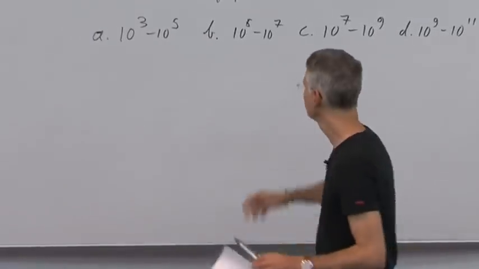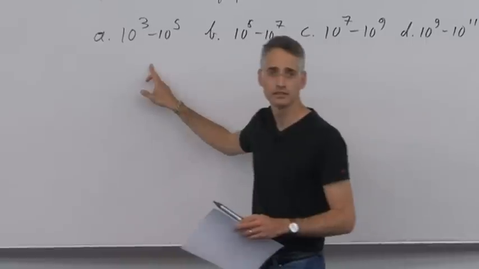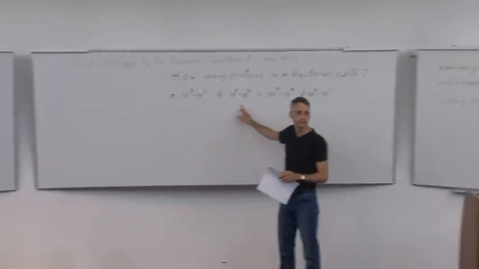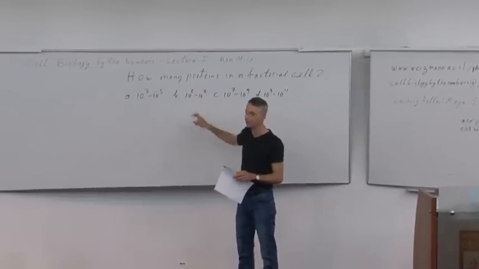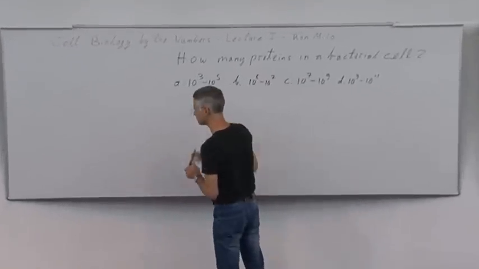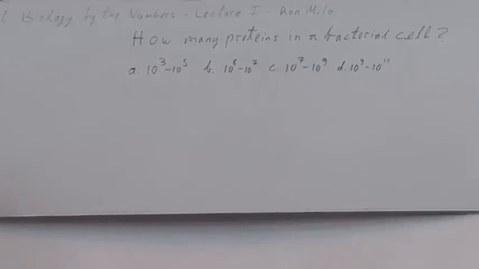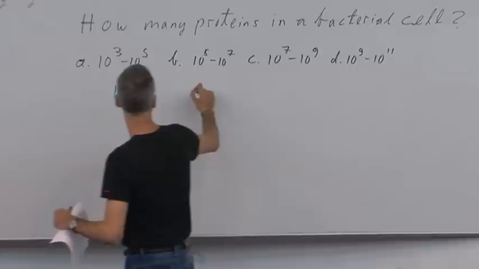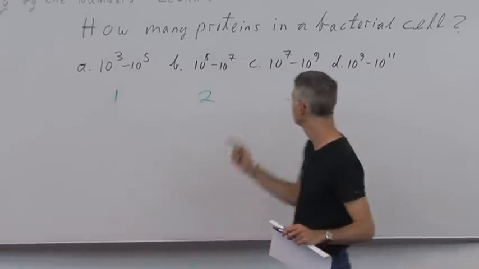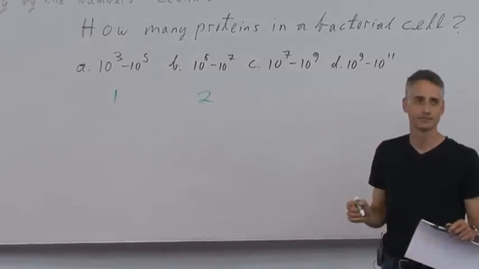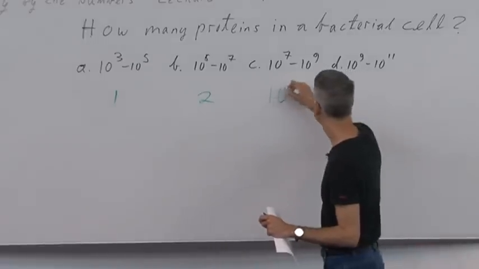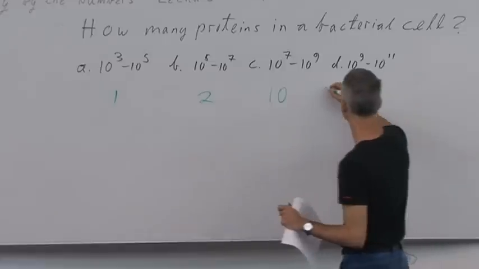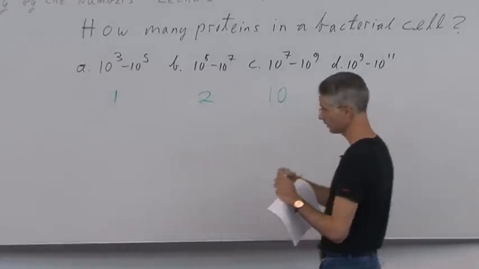Okay, who's voting for A? One. Okay, who's voting for B? Another two. So I have one person voting for A, two people voting for B. How many people voting for C? About 10. And how many people voting for D? Okay, there are a majority, I don't know, 30.